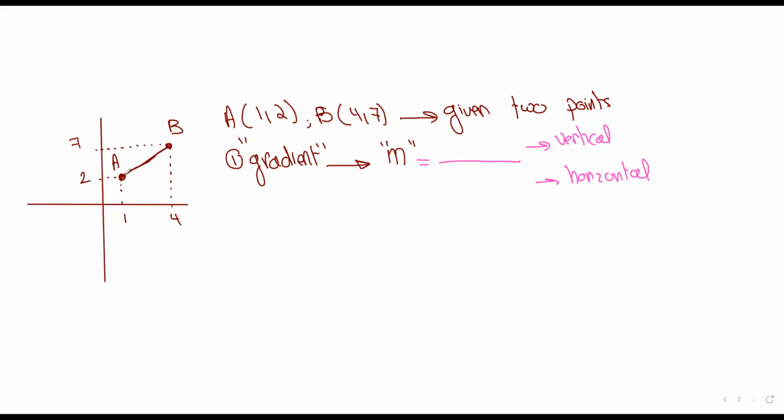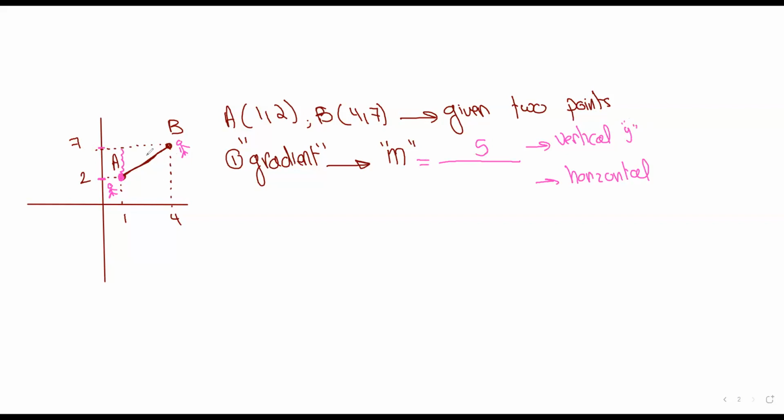Meaning that if my starting point is point A and my ending point is point B, and I wish to move from point A to point B, how many steps will I walk vertically and horizontally? So from A to B, we always start with the vertical motion, which is the y-axis. On the y-axis, point A was at 2, B was at 7. So from 2 to 7, how many steps? 1, 2, 3, 4, 5.